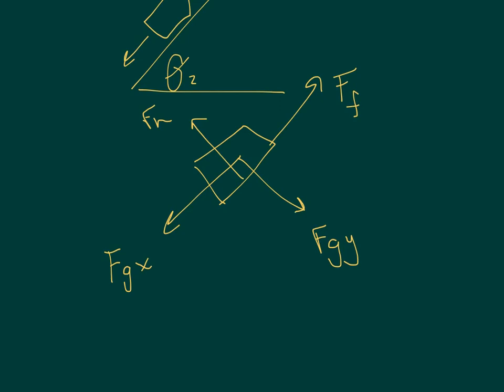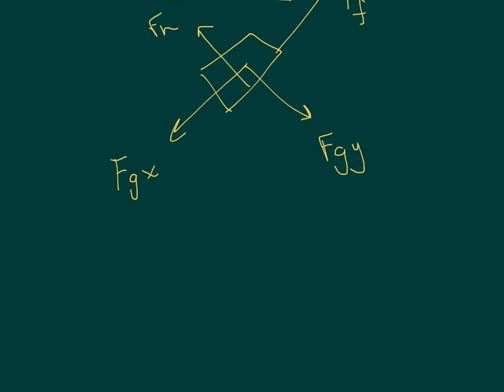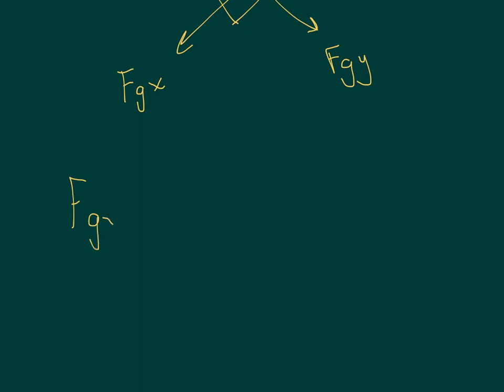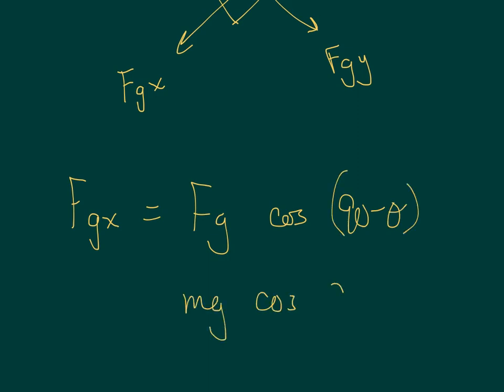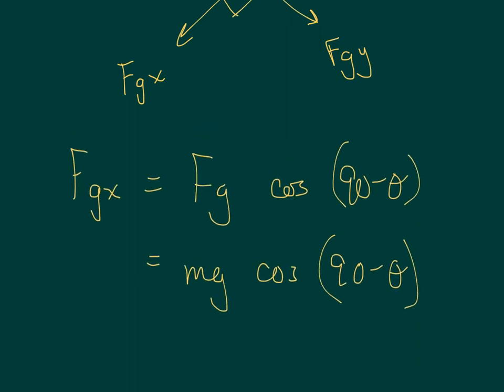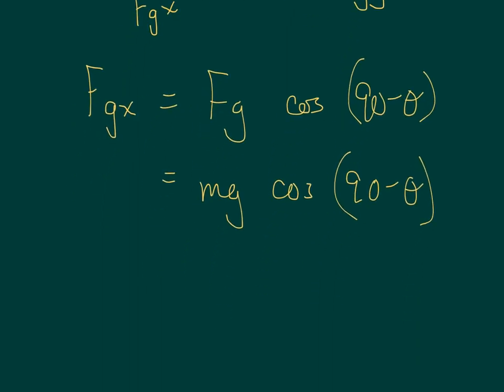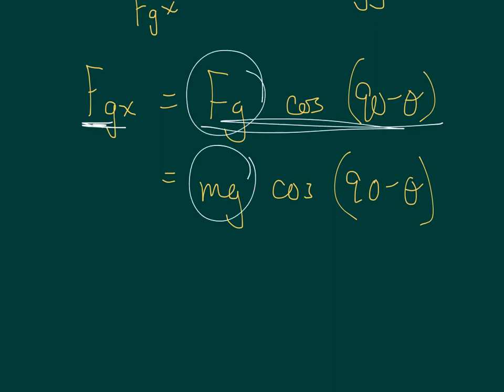I can prove that to you mathematically. If you remember, the formula for FGX is FG cos of 90 minus theta, which is mg cos of 90 minus theta. This is something I went over in class that I'd recommend memorizing for now. It's not on your formula sheet, but maybe it's useful. You don't really have to memorize it if you remember that FG in the x direction means this, and FG itself really means mg. So you can memorize one little piece and then just substitute for mg.